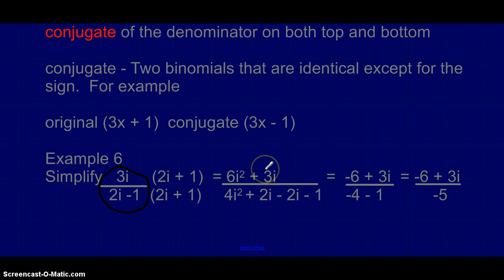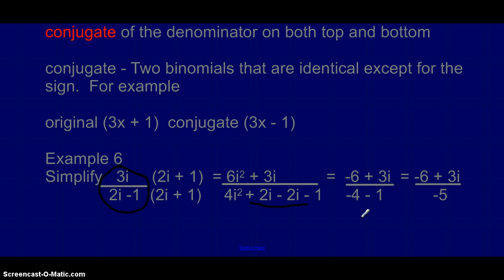Now I've done some simplifying steps. On top, I replaced i squared with negative 1 because we don't ever leave i squared. That's a defined value. So I have 6 times negative 1 is negative 6. So my top becomes negative 6 plus 3i. On bottom, I have 4 times i squared. So that's 4 times negative 1, which is negative 4. And I look at my middle terms, plus 2i minus 2i. They're going to cancel out and make 0. So therefore, I've gotten rid of my i term, so all that's left on bottom is my negative 4, and I still have the minus 1 there.